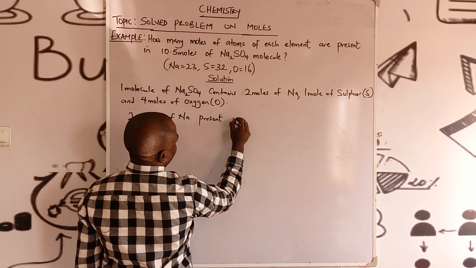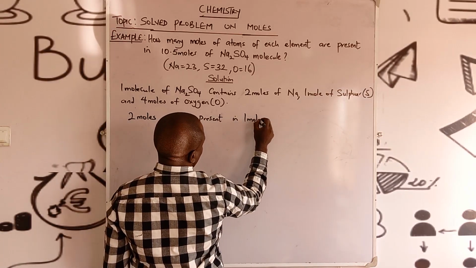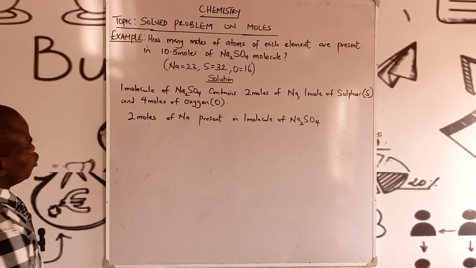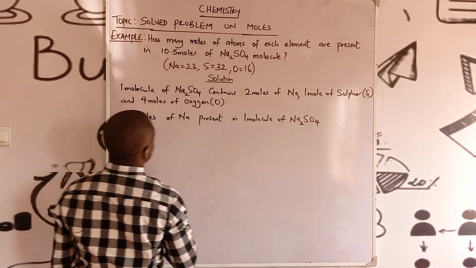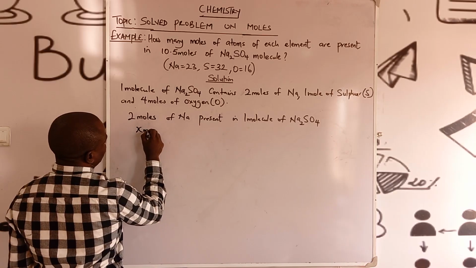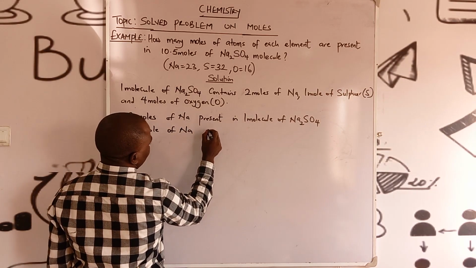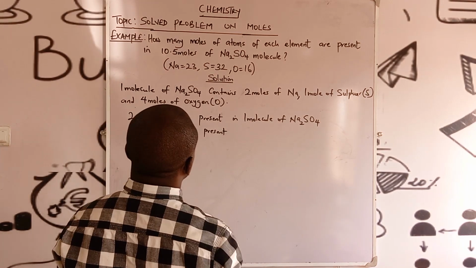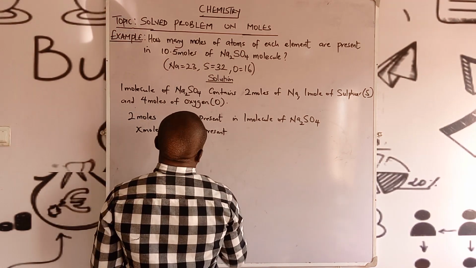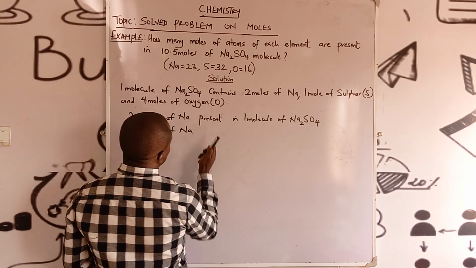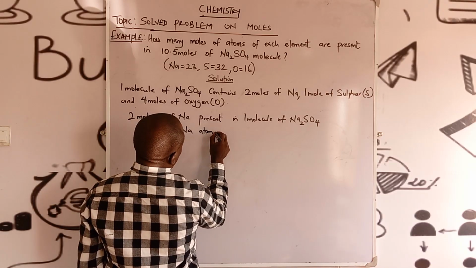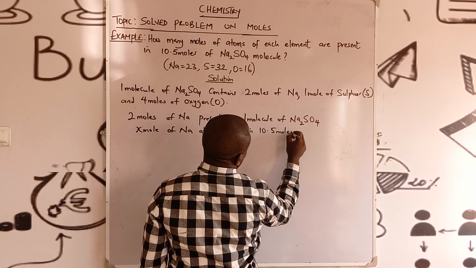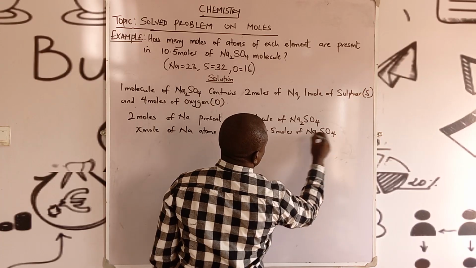2 moles of sodium are present in 1 molecule of sodium tetraoxosulphate 6. You can see it, 2 moles of sodium is present. Now x mole of sodium present, what is the number of moles of sodium atoms present in 10.5 moles of sodium tetraoxosulphate 6?